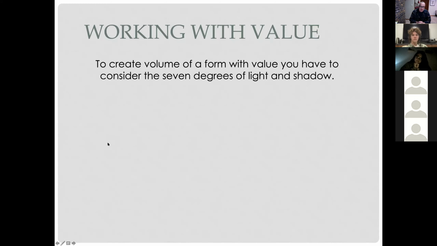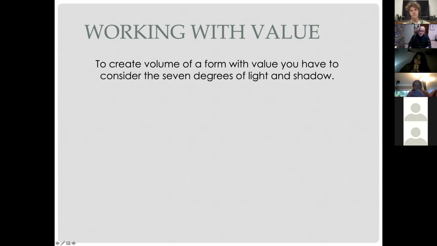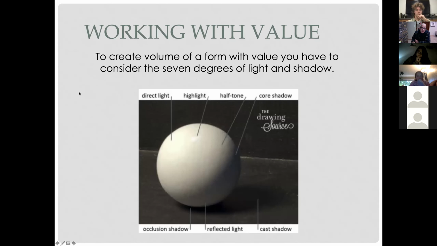So we work with value to create volume in a form. You have to consider 7 degrees of light and shadow. Trying to get my grid up here. Bear with me. Have you talked about value yet? Probably not yet, right? That's where we're at right now, so we're getting to it. Okay, so you've got to look at the 7 degrees of light and shadow, and I'm going to go through them right now. You'll go over this more in drawing one, but to create volume with a form, you have to consider the 7 degrees of light and shadow.